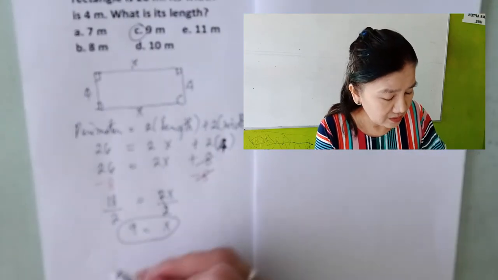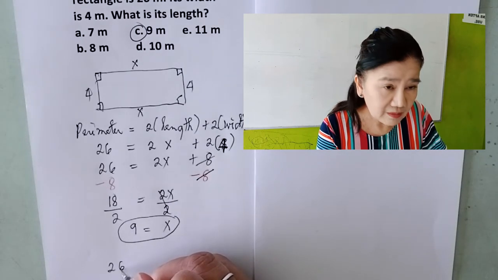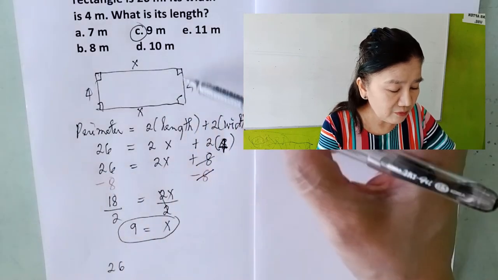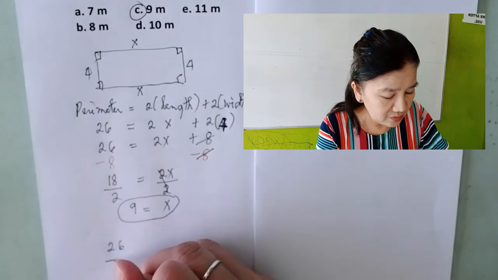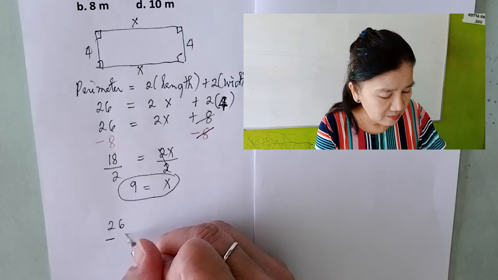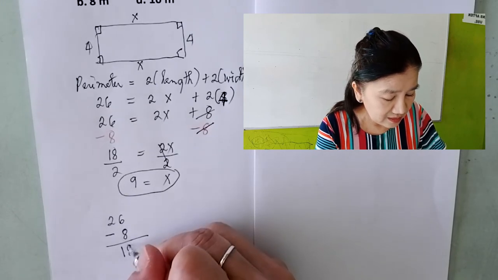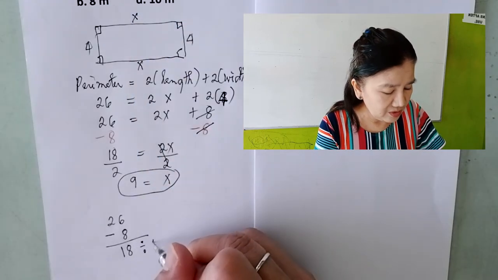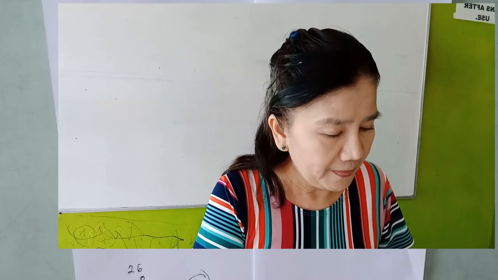Let us say you want to use arithmetic. So it's like this. The perimeter is 26, right? We know that the perimeter is the sum of all the sides. So you subtract the 4 plus 4, 8, 26 minus 8 will give you 18. And there are 2 lengths, so you divide that by 2, you get 9. See, you get the same answer.